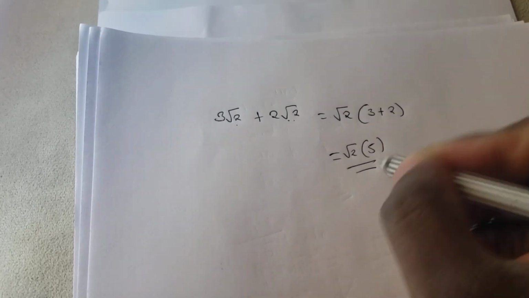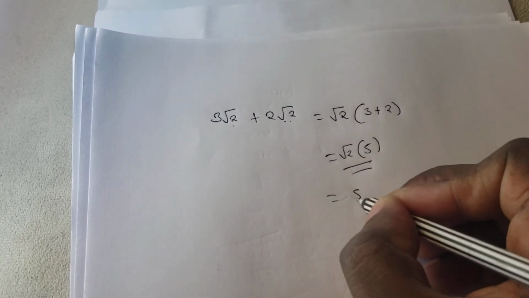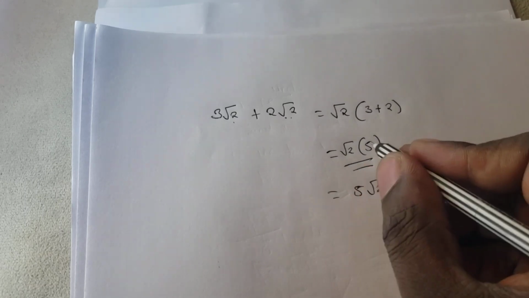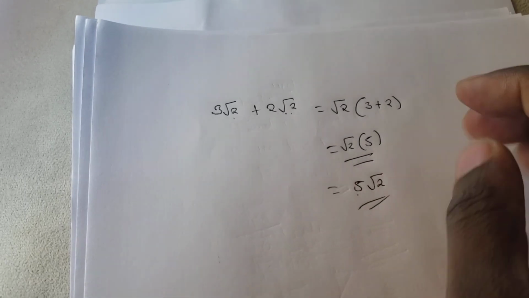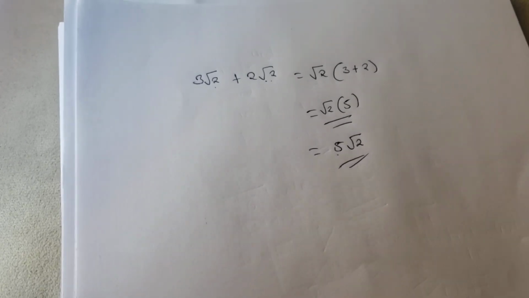That is our answer. Or somebody can write it as 5 root 2, because root 2 times 5 is 5 root 2. It's still one and the same. That's how we answer such. Let's look for another one.